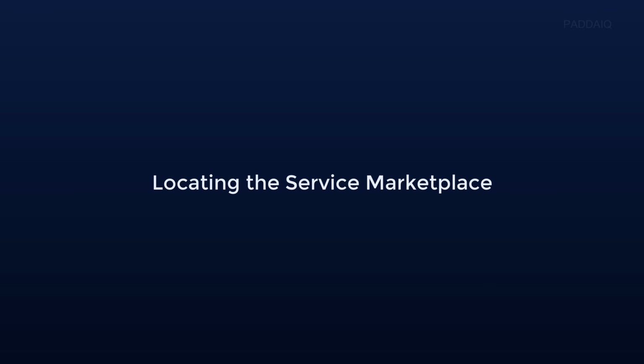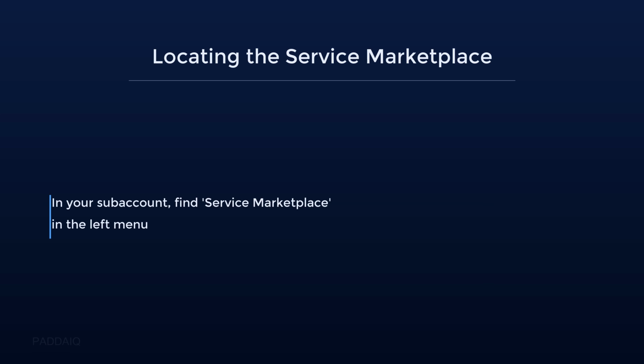Access the SAP BTP Service Marketplace. In your subaccount, find Service Marketplace in the left menu. This means navigating to the Services section where you can discover and enable tools. For instance, if you need a database service, you'd go here to add it. This is your starting point for accessing all available services in BTP.